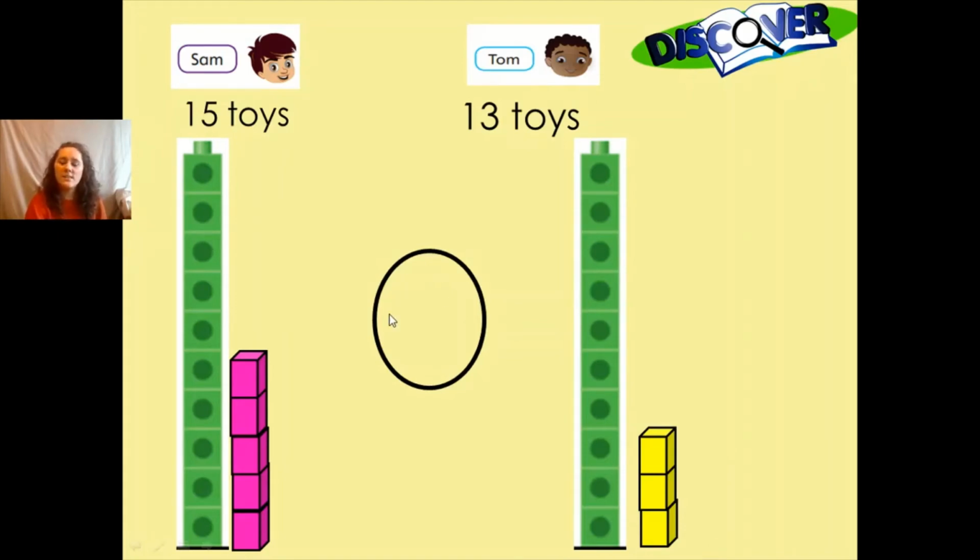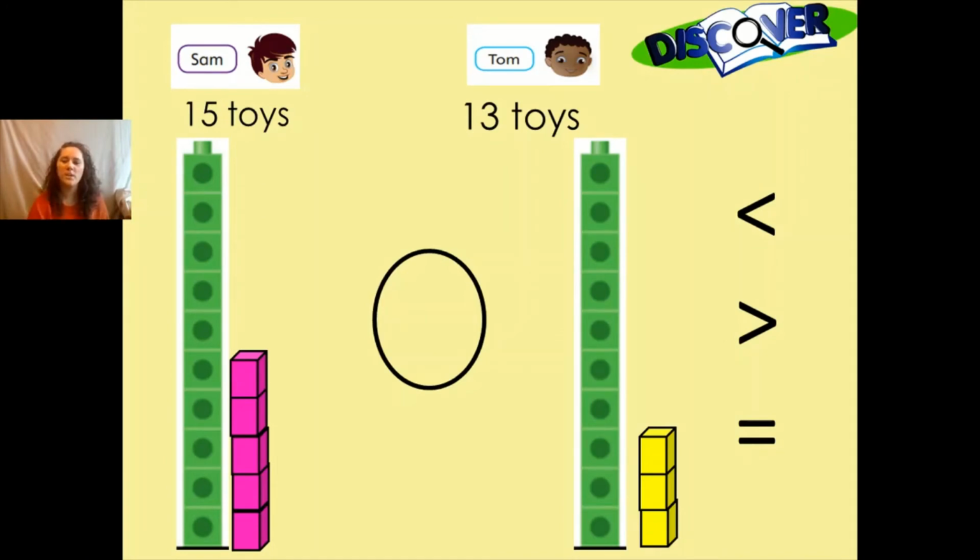Now, in this circle here, we need to put either our greater than, less than, or equal to symbol. I'll show you those symbols now. Here is our less than symbol. Here is our more than symbol. And here is our equal symbol.